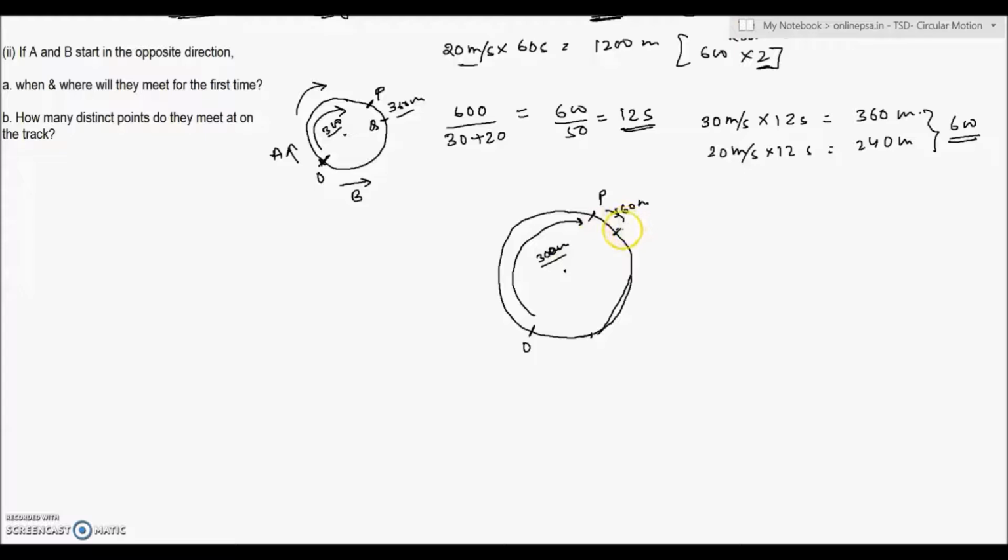Now I'll ask you to divide this 300 meter into 5 different divisions. I'll tell you why. So we name it as Q, 2, 3, 4, 5. The divisions are not very scaled, but still assume P, Q, R, S, T. They are all 60 meters each. Okay, and similarly we can divide here also.